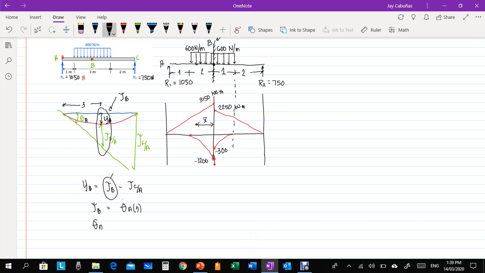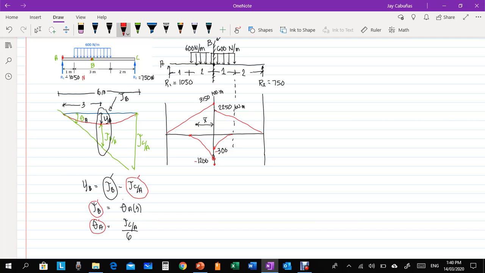However, theta A is just the deviation of C relative to A over the distance, which is 6 meters. Over 6. So that's how you're going to compute for the deflection at B. So now our goal is to compute for the deviation of C relative to A, then compute theta A, as well as compute for the deviation at B. That is our goal.